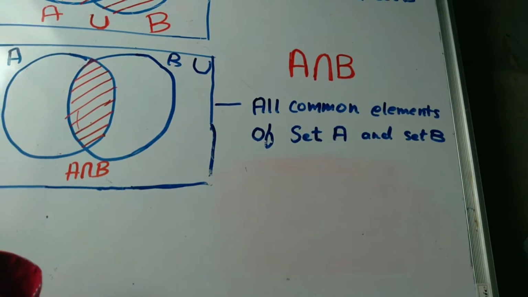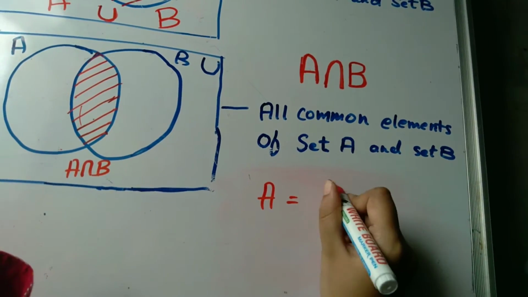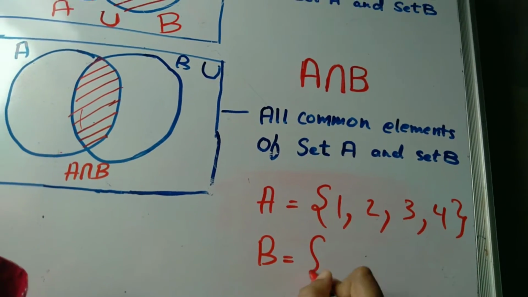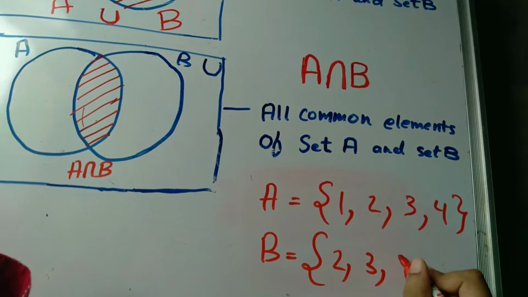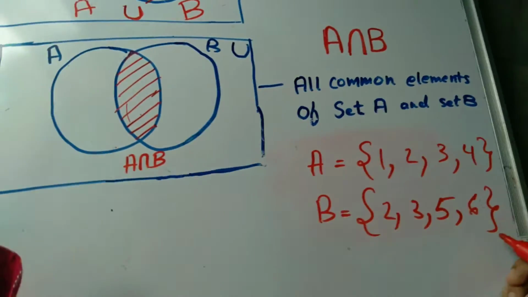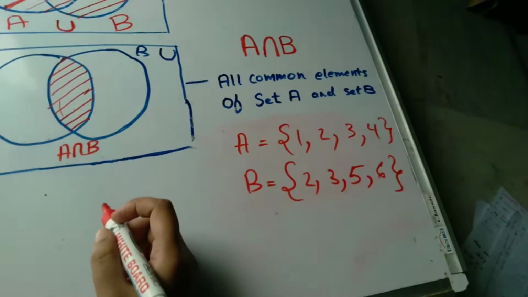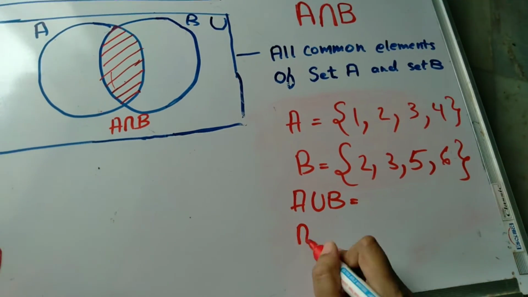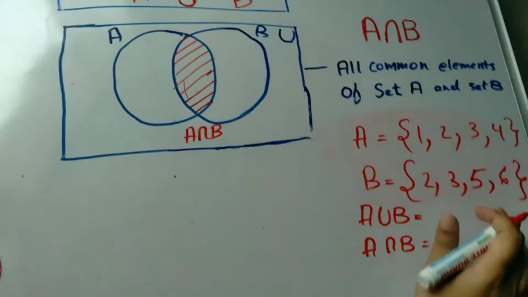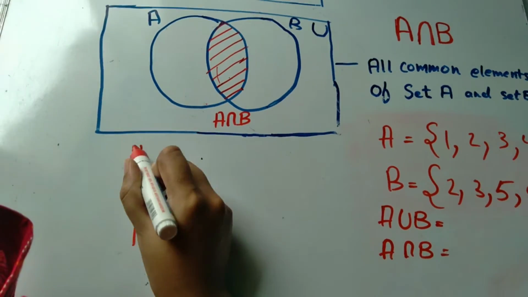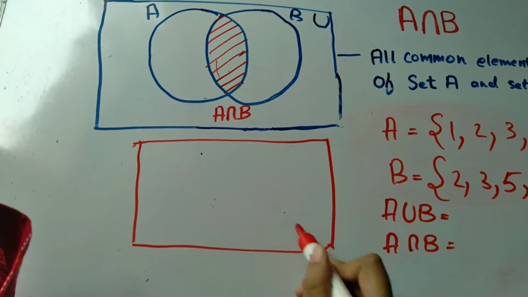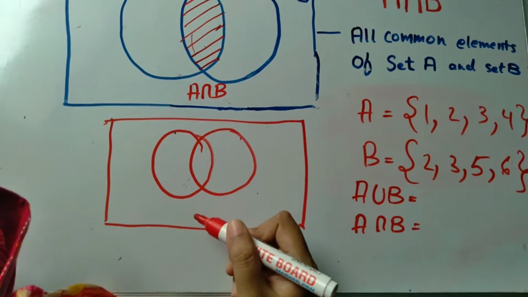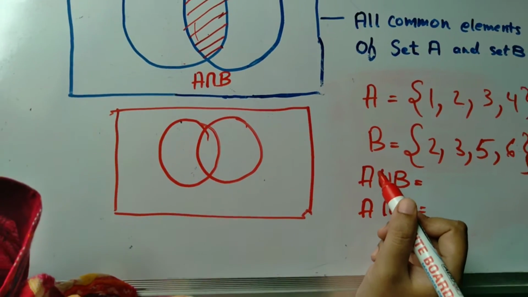So here is an example. If A has elements 1, 2, 3, 4 and B has elements 2, 3, 5, 6, then we will represent this in Venn diagrams. We will represent A union B and A intersection B. How can we write A union B here in the Venn diagram? What is meant by A union B? A union B is all the elements of set A and set B.